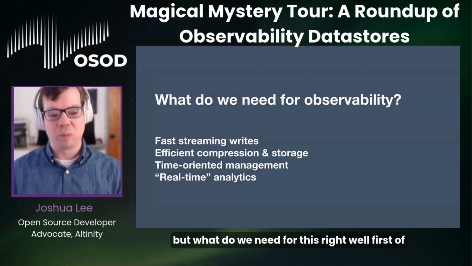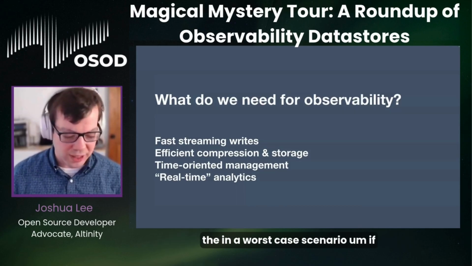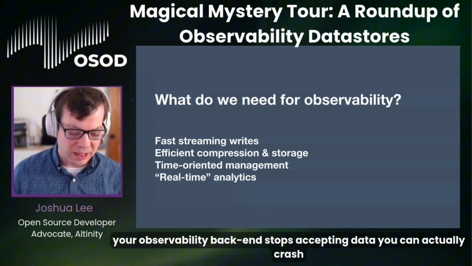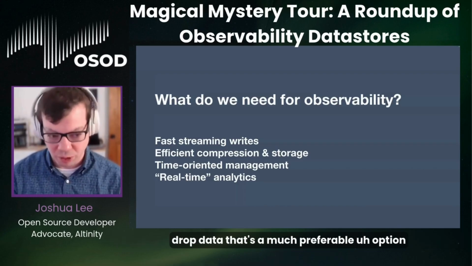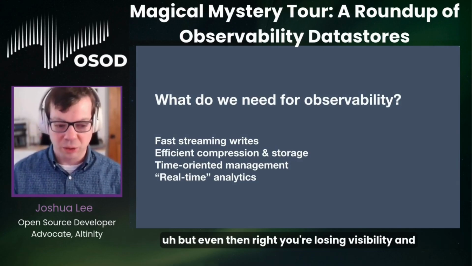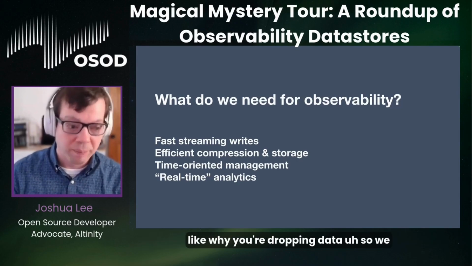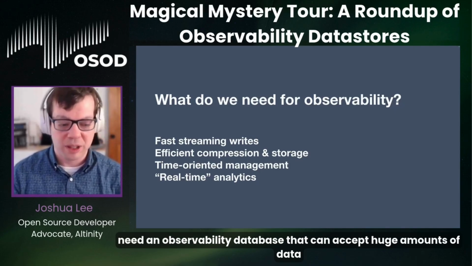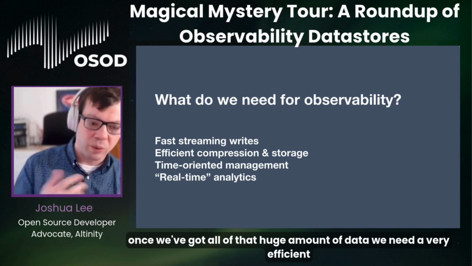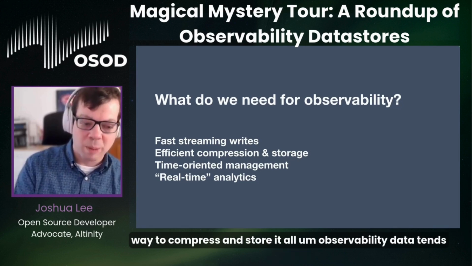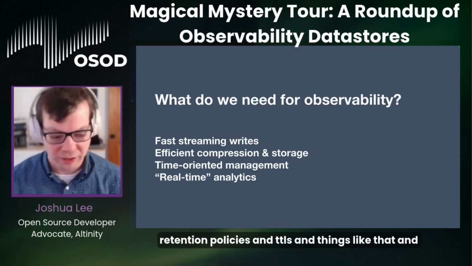But what do we need for this? First of all, we need writes that just never stop. In a worst case scenario, if your observability backend stops accepting data, it can actually crash your production app. Hopefully you've architected in such a way that that won't happen and you'll just drop data, which is a much preferable option. But even then, you're losing visibility and you're losing the ability to understand other problems, like why you're dropping data. So we need an observability database that can accept huge amounts of data very, very quickly without ever slowing down. Once we've got all of that data, we need a very efficient way to compress and store it all. Observability data tends to be oriented around time, so we need time-oriented management, retention policies, TTLs, and things like that.